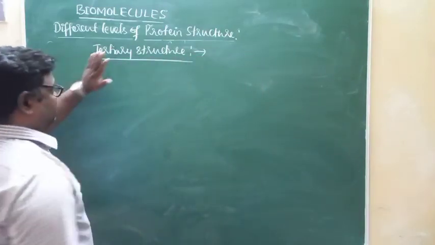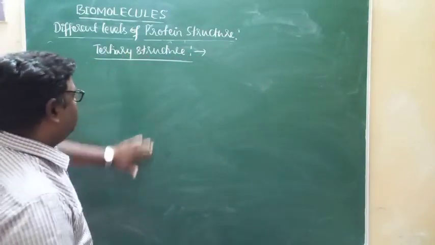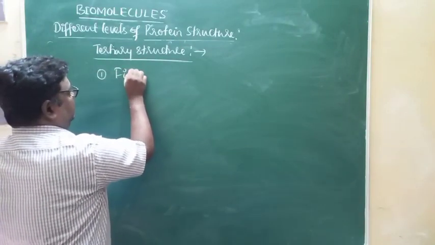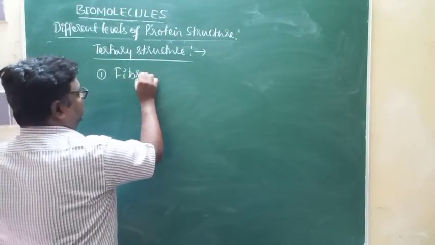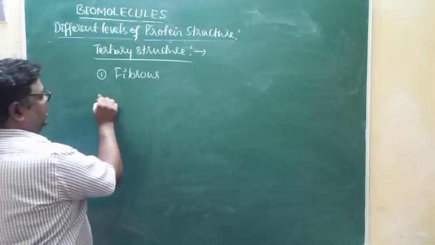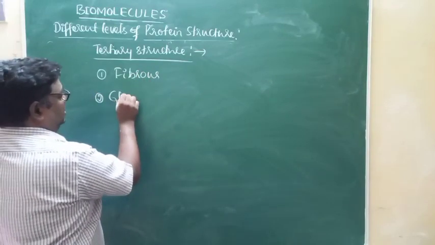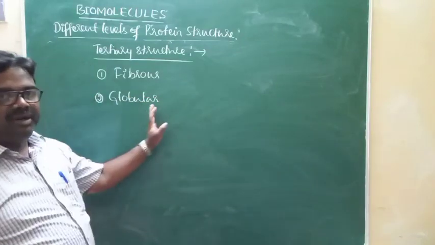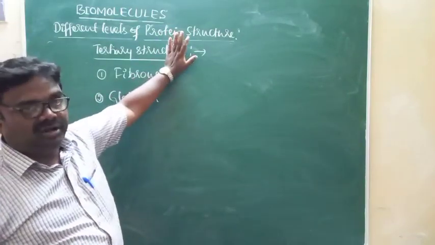And this particular tertiary structure leads to two types of molecular shapes. One is fibrous shape, and second is globular shape. These are the two possible molecular shapes given to the proteins due to the tertiary structure of protein.